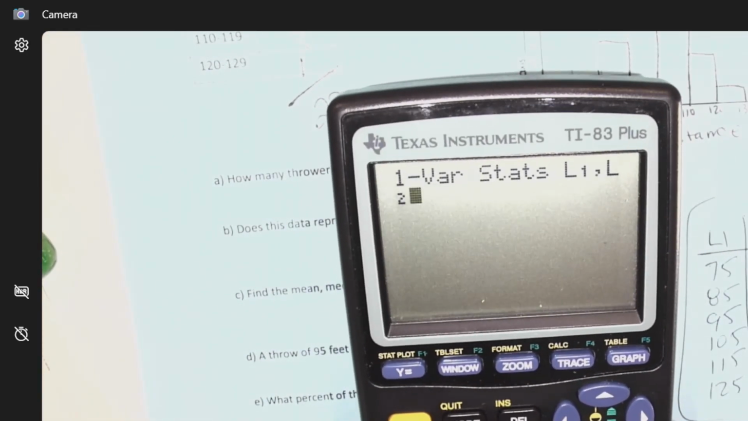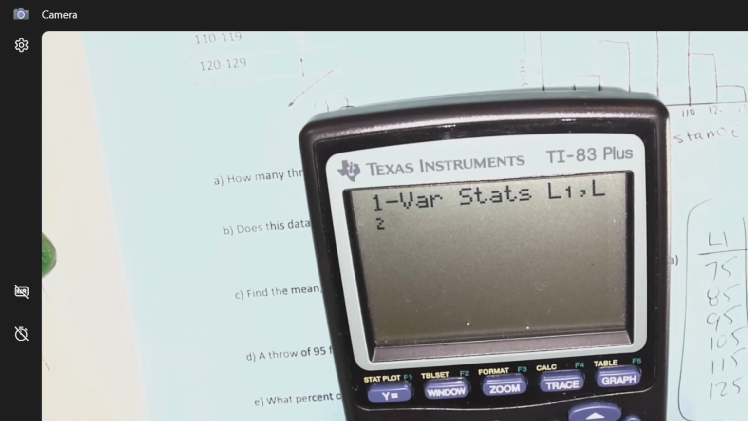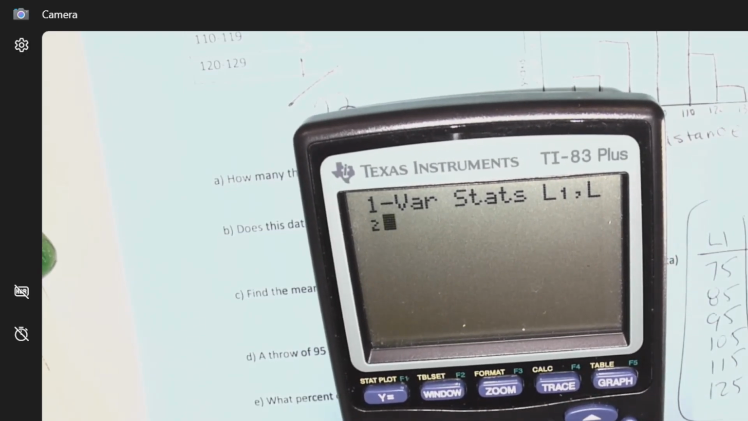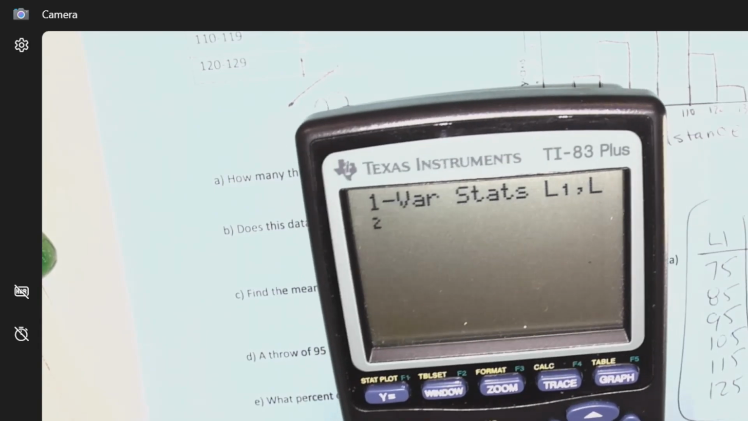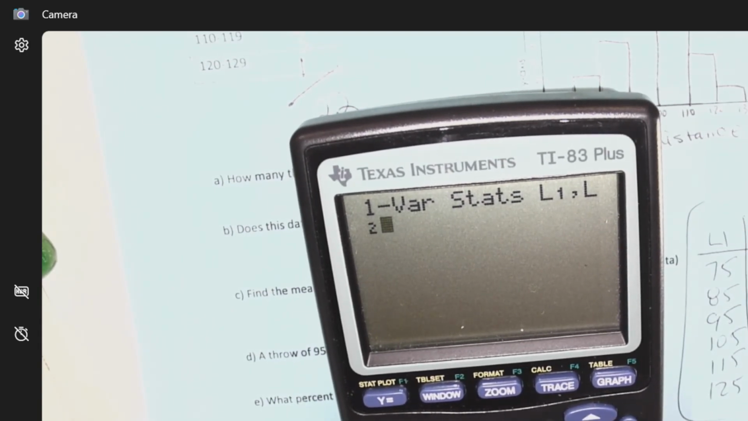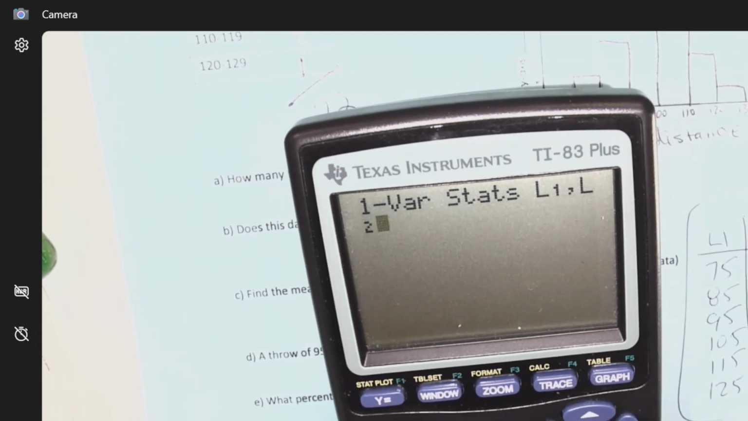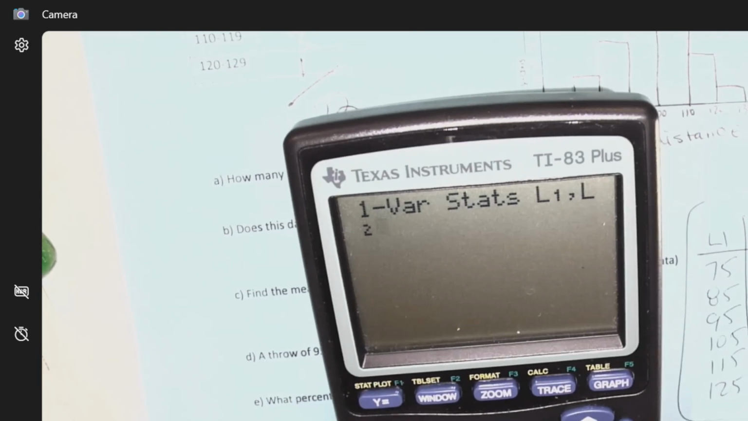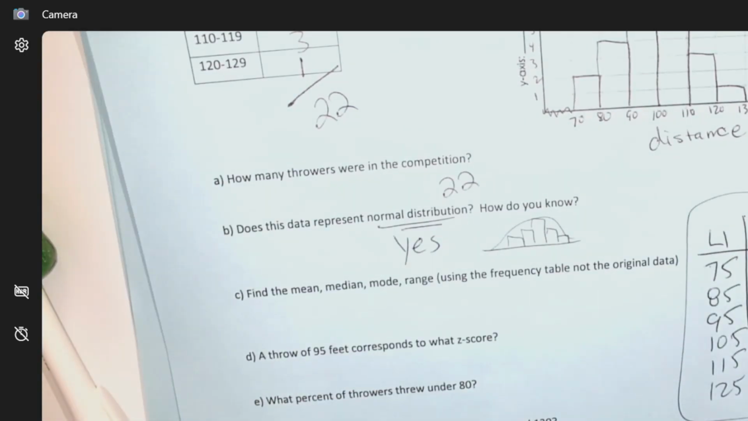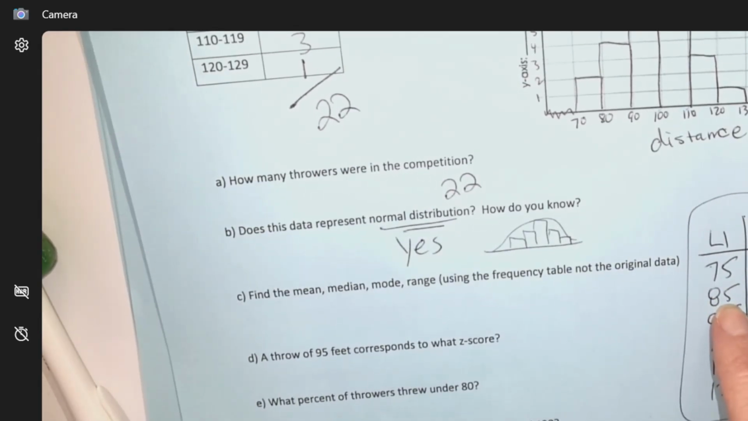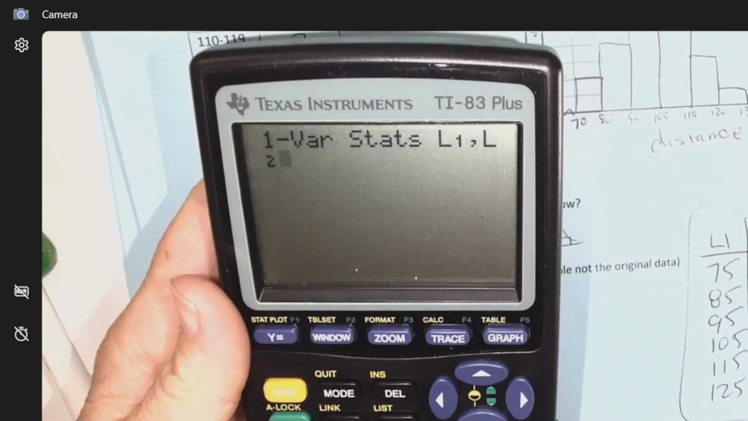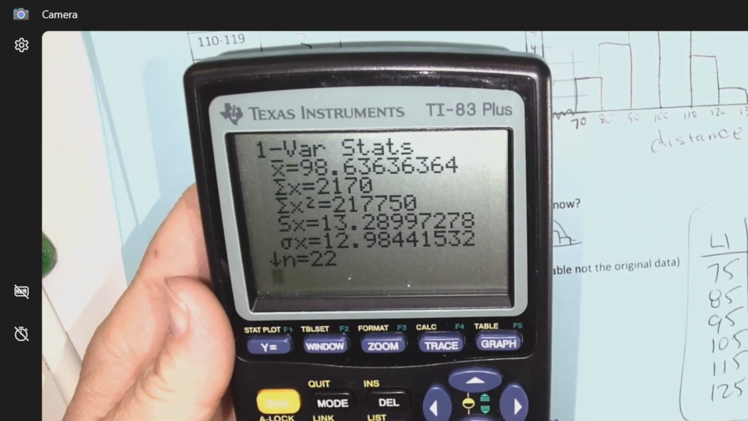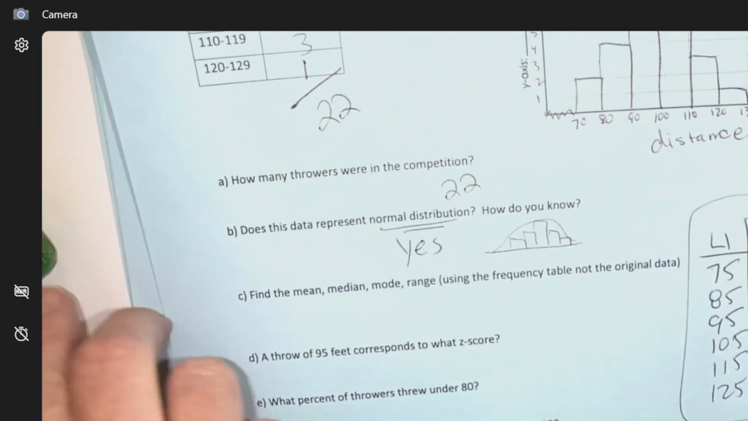When I'm doing stat calculate one variable statistics, I'm going to go L1 comma L2 so that it uses both of them. Basically, I'm typing the 275s in there and the 485s into my data. That's what it's going to deal with. L1 comma L2, you need that in there.